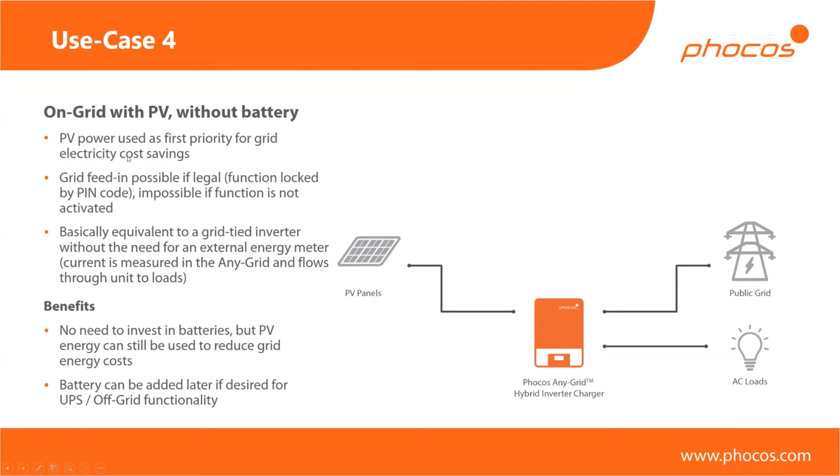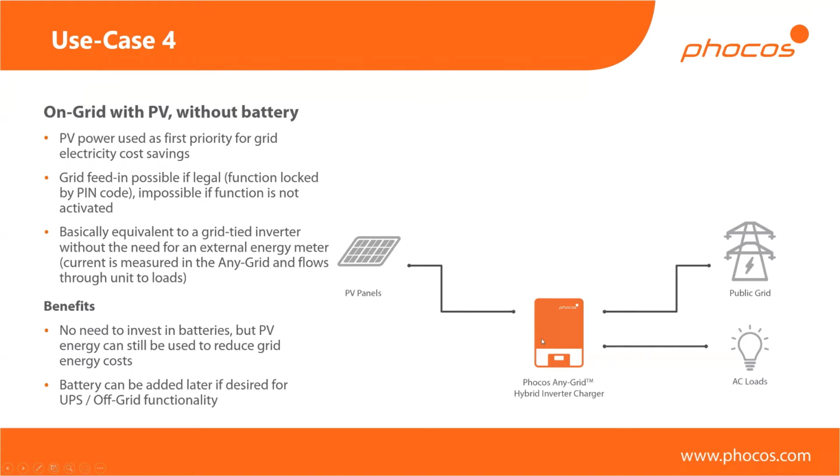So in this case, the PV power is going to be your first priority. So let's say you're pushing 4 kilowatts from the PV side, and you have a 4.5 kilowatt load. Well, then the 4 kilowatts is going to come from the PV side, and the missing 500 watts will be added from the grid simultaneously. Here too, you can feed into the grid if it's legal in your area. And this is basically equivalent to a grid-tied inverter.